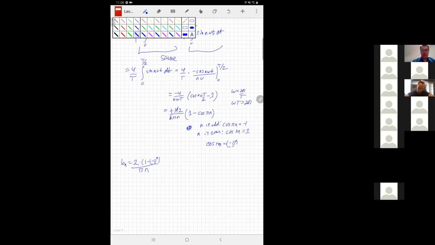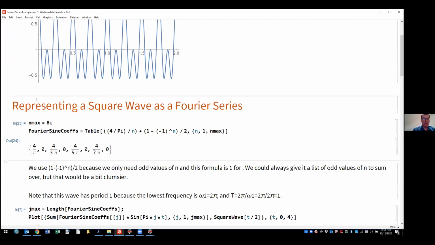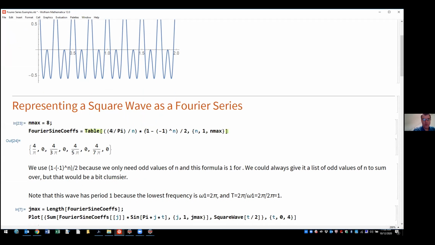Well, I posted a file in Mathematica, which you are welcome to download and play with. What I do in this file is first I calculate the sine coefficients. Is there a missing factor of, no, that works because I did a 4 over pi and then I did another division by 2 over here. So I've got 4 over pi divided by n, and then this 1 minus negative 1 to the n over 2. I just wrote it out slightly differently, but we wind up getting the same thing.